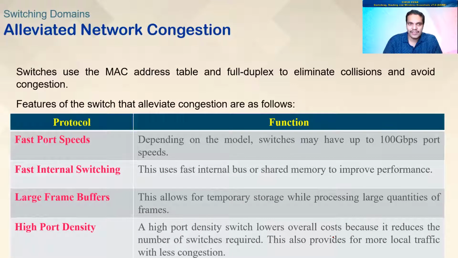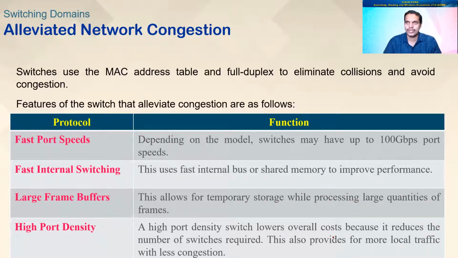Now, in order to alleviate network congestion, there are certain features that we can employ. The features of the switch that alleviate congestion are as follows. First one is fast port speeds. Depending on the model, the switches can go up to 1000 Gbps port speeds. Next is fast internal switching, which uses a fast internal bus or shared memory to improve the performance of a switch. Then have large frame buffers, which allow for temporary storage while processing large quantities of frames. So increase the buffer space, or use a high port density switch.